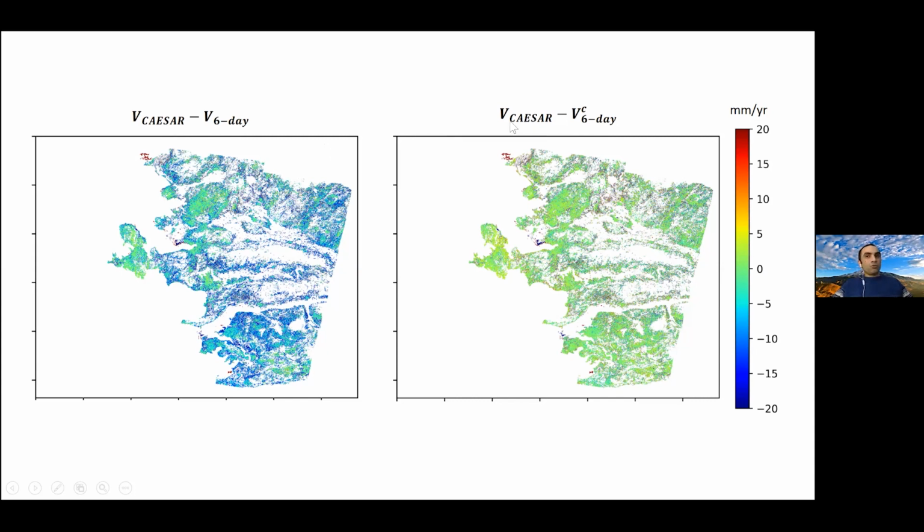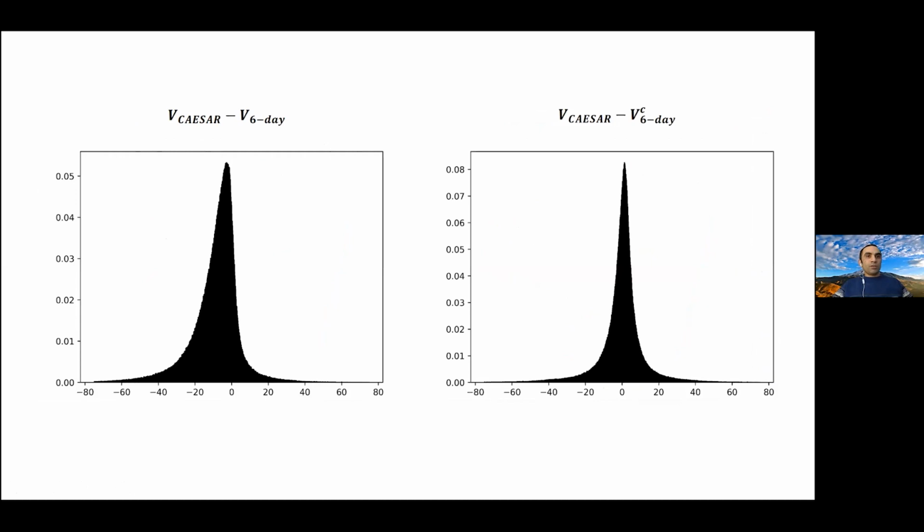So comparing the 6-day velocity with the CSAR velocities, these two are the difference between the 6-day velocity and the CSAR velocity, and the right one is the 6-day corrected velocity and the CSAR velocity. So comparing these two, you can see that we have had very good improvement after using the corrected interferograms for velocity estimation. And here you can see the corresponding histograms. The left is the histogram for the CSAR minus the 6-day velocity, and the right shows the difference when using the corrected interferograms. So it is clear that the bias in the velocity, which can be seen in the left plot, is significantly removed after the correction.